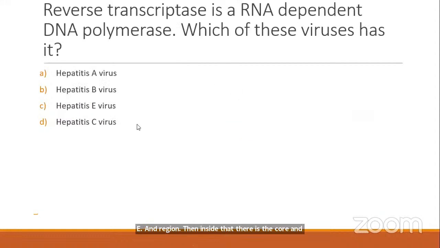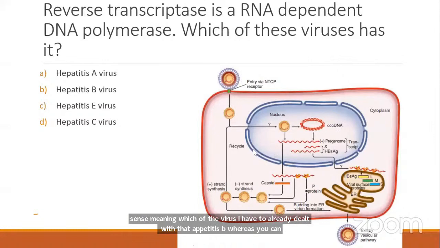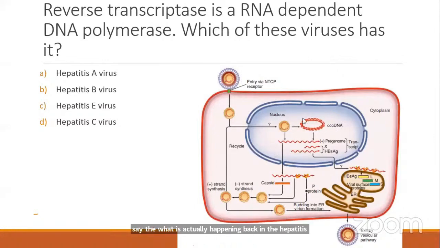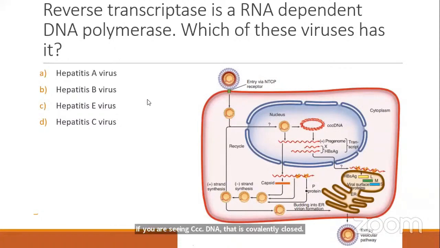Reverse transcriptase is an RNA-dependent DNA polymerase enzyme seen in which virus? I have already dealt with that. Hepatitis B virus. You can say what is actually happening back in hepatitis B replication. It is going inside, and in its intermediate form, there is one thing which is actually a clue. Sometimes they can give the life cycle or replication and ask you to identify the virus. If you are seeing cccDNA, that is covalently closed circular DNA, it is typical of the life cycle of hepatitis B virus. I'm having very restricted time, otherwise I would have explained the life cycle.